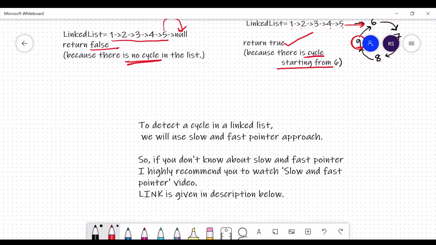So to detect a cycle in a linked list, we will use the slow and fast pointer approach. And if you have any doubt about the slow and fast pointer, I highly recommend you watch the video before moving on. Link is given in the description below.